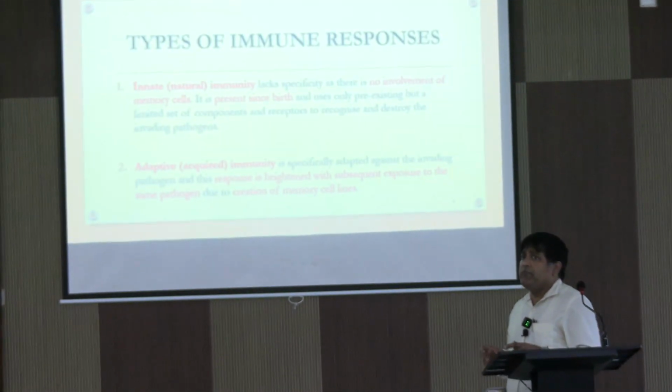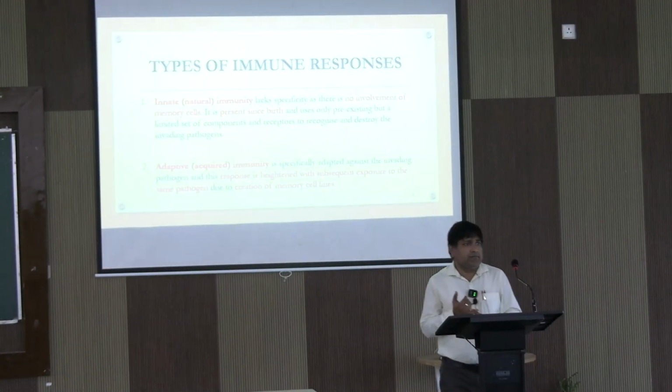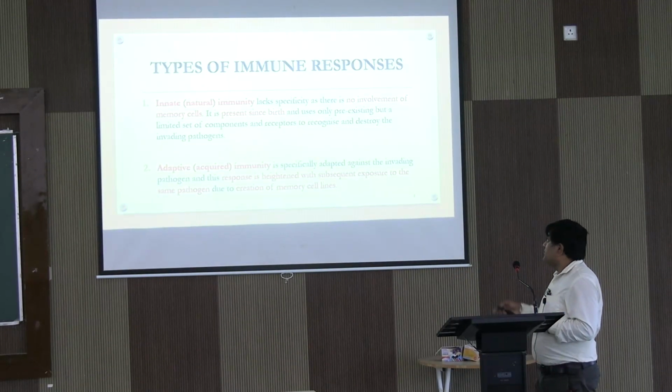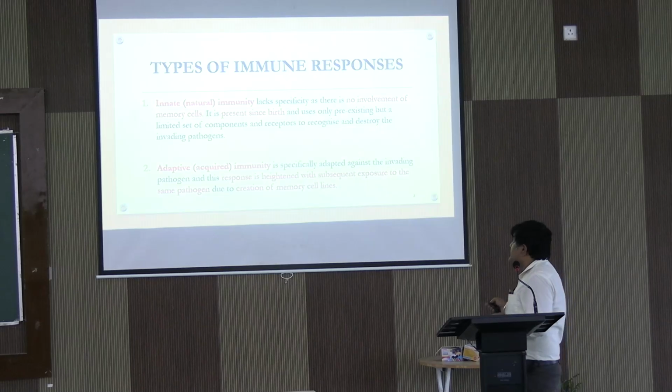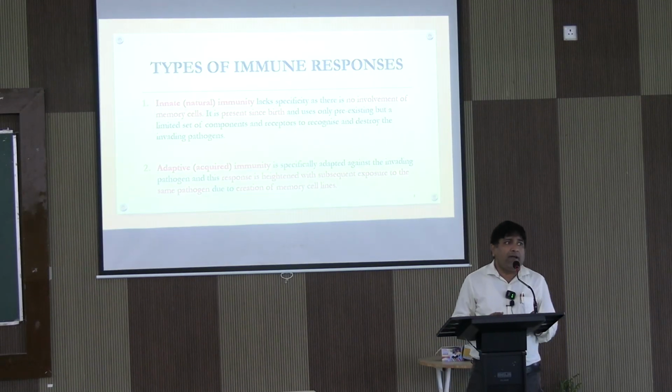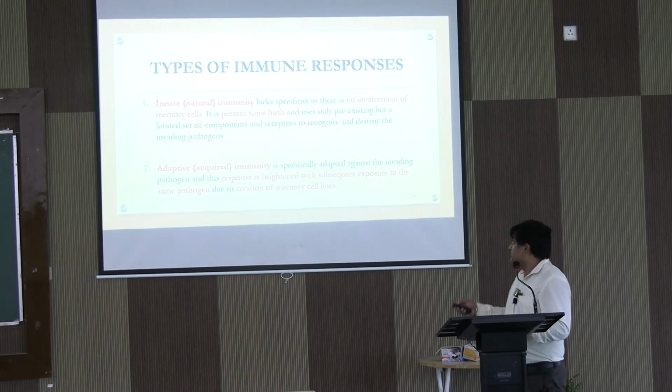Now, what are the types of immune response? A bit of physiology here. Immune response can be natural, called innate immunity, or acquired, called adaptive immunity. By innate immunity we mean it is present since birth. There is no involvement of memory cells. It lacks specificity and uses only a pre-existing but limited set of components and receptors to combat the invading pathogens.